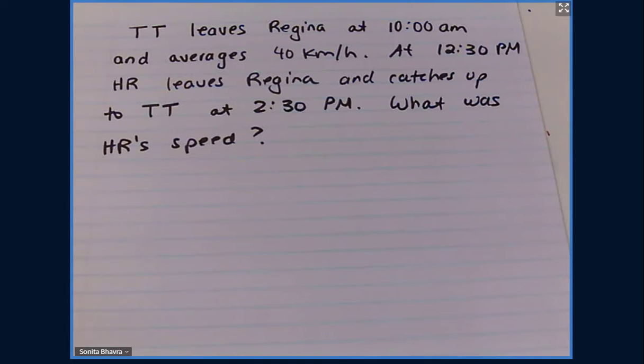All right, our next example is Turtle Terry. I've just used TT. Turtle Terry leaves Regina at 10 a.m. and averages 40 kilometers per hour. At 12:30 p.m., Hot Rod, which I've abbreviated to HR, leaves Regina and catches up to Turtle Terry at 2:30 p.m. What was Hot Rod's speed?